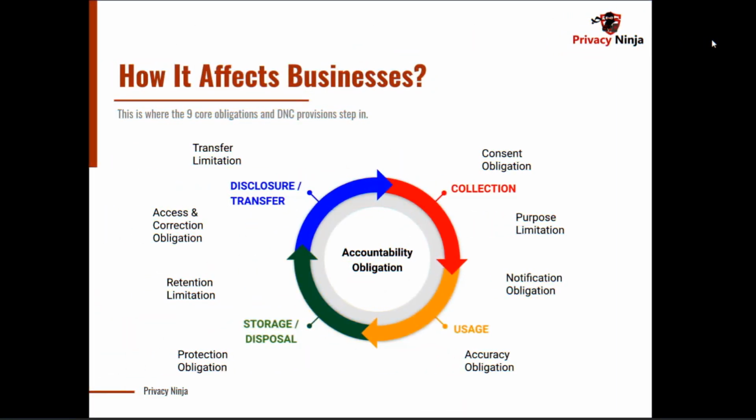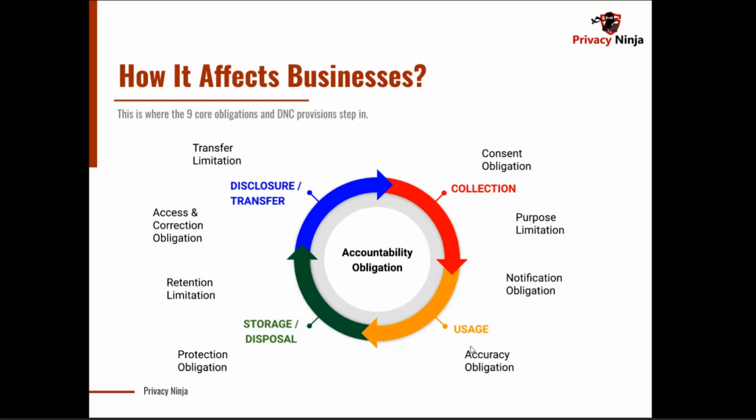So now that you have learned what your rights are as an individual under the PDPA, we'll be taking a look at how the PDPA affects businesses. This is where the 9 core obligations and the DNC provisions step in. We'll take a look at this data lifecycle. There are 4 main sections: at the time of collection, followed by during usage, followed by how you dispose or store personal data, and who you disclose or transfer personal data to.